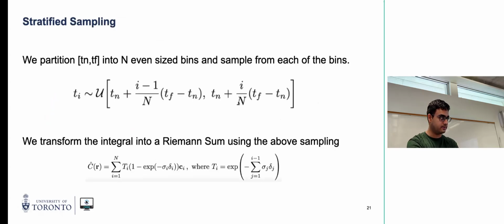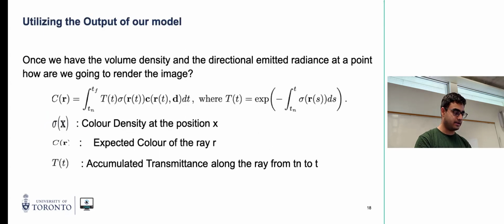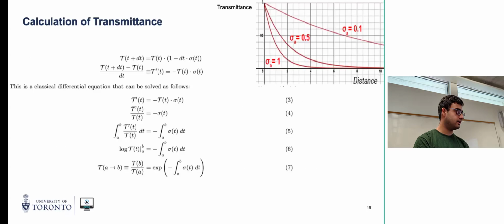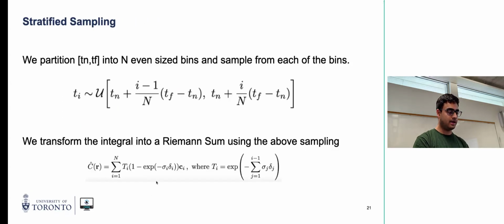Another method for approximating the integral is known as stratified sampling. In the case of stratified sampling, we partition tn and tf into n equal intervals, and we sample from each of these intervals. After we sample a point from each interval, we can put it back into this equation. And now we get a discrete version of this integral.